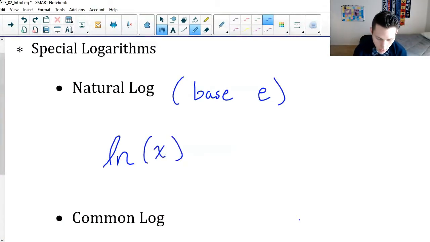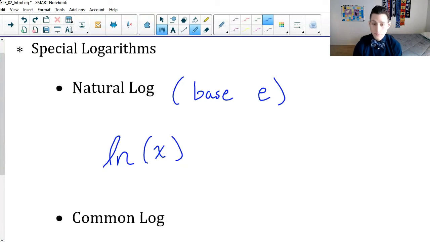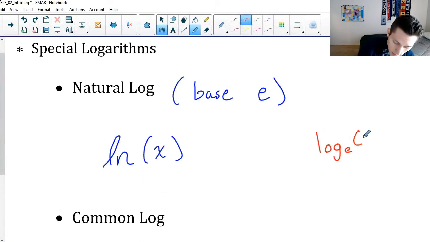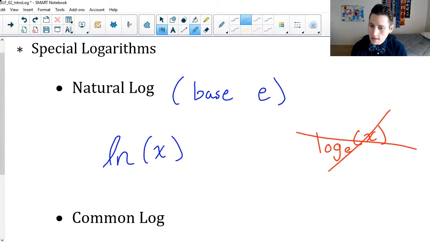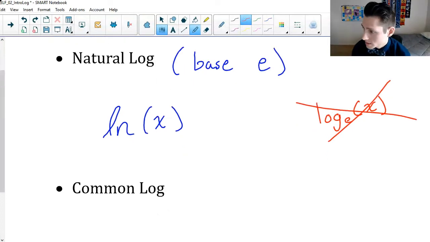I always write it with a cursive L, so that I don't mix up the L with a 1 or whatever else. It's just more clear to me that I'm looking at ln. So I always do the script L. So again, what this represents is just a log base e, but we don't write log base e. It's just one of those things that we decided instead of writing that, we will write ln. Right? And that's what that ln button on your calculator is.